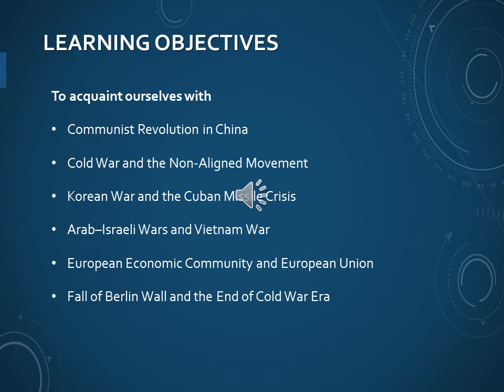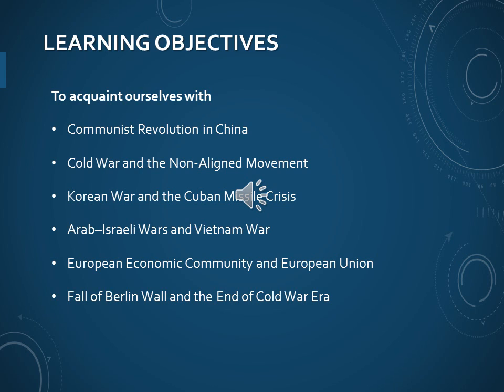Learning objectives. So what are we going to learn from this lesson? First, to acquaint ourselves, that is to become familiar, with the communist revolution in China. In China, a communist form of government is there. That is a uniparty system. Only one political party is there, that is the Communist Party. So the communist revolution in China.